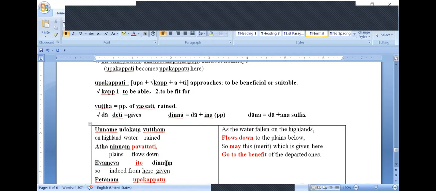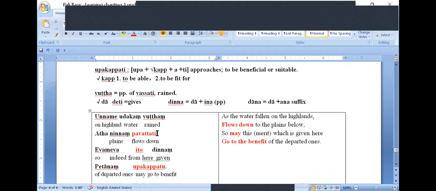So here you see this dina. It's actually one of the past participles, all right? Anyway, basic students have not learned the past participle yet. It's good anyway to familiarize yourself with some of the things here. Da plus ina becomes dina. So the key word is, we are learning the pawatati, all right?